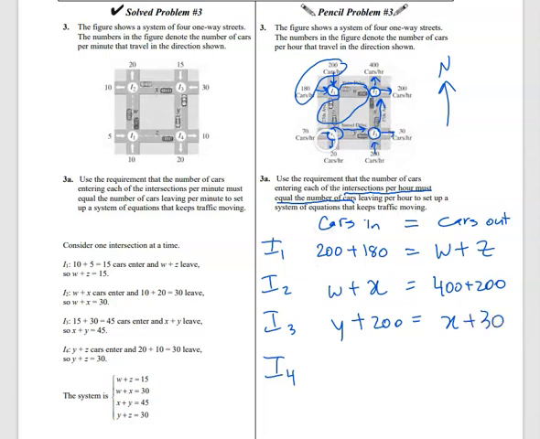And last but not least, we've got intersection 4. The Z cars are traveling from the north. They're entering the intersection, so Z is coming in. Also these 70 from the west, those are entering, so Z plus 70 equals how many are coming out of this intersection? Y is coming out. Oh, and also 20 down here. These are exiting to the south, so Y plus 20. Now we're getting along our way.